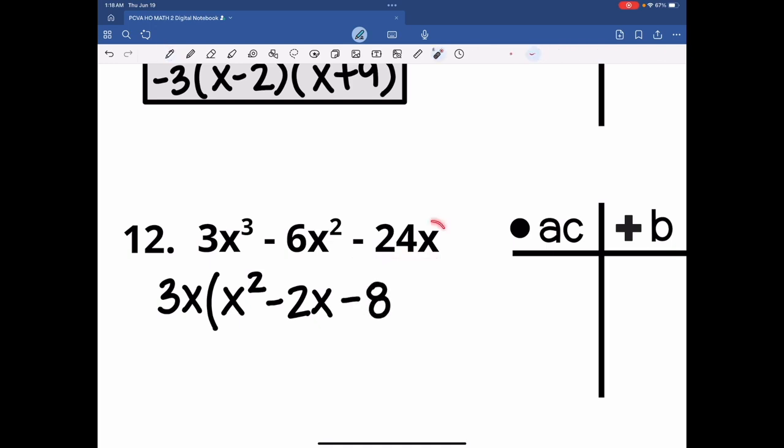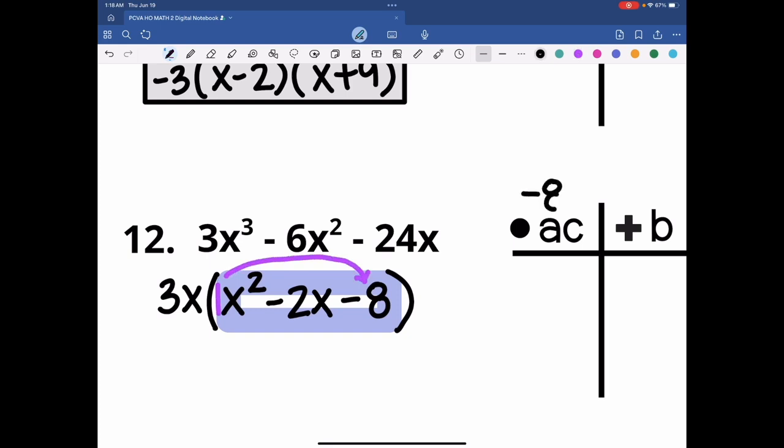And I had one x right here, but I took one of those x's out with the GCF, so I'm left with none. So again, we are going to focus on the x squared minus 2x minus 8. And there is a 1 in front, so if I slide that over, that's not going to change anything. So we're looking for two numbers that multiply to give me negative 8, but add to give me negative 2.